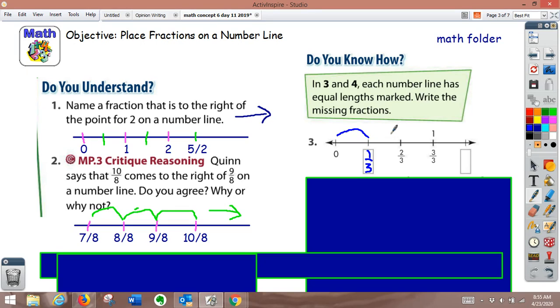0, 1. Yeah, it's the first line. It's got to be 1. There's the second line, so there's our 2. There's our third line. It's got to be 3. And we know that 3/3 is another word for 1. Whoa, wait a minute. What's here? Well, let's see. If we jumped 3, what comes after 3? It's got to be 4. And if they divided these all into thirds, this is going to be thirds also.